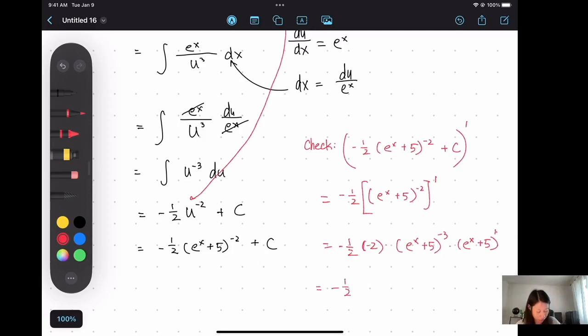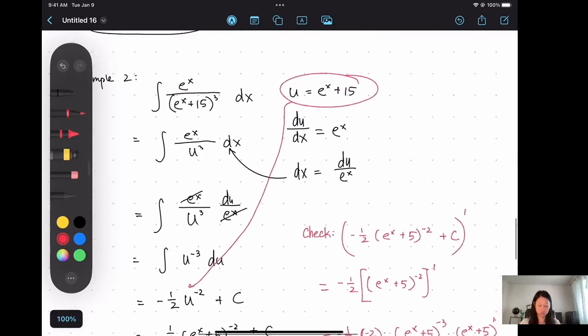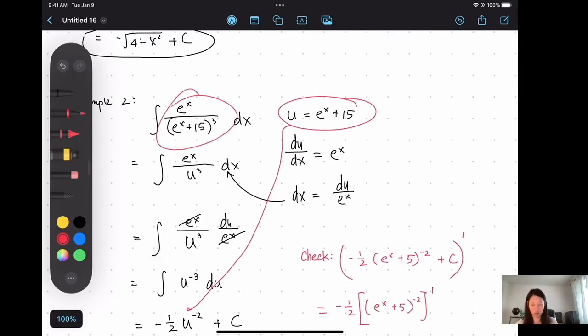So I have negative 2 and 2, they cancel. And then on this side, I have (e to the x plus 5) to the negative 3 power, which is 1 over the cube, times the derivative of the inside of the parentheses, which is e to the x. So your answer is e to the x plus 5 to the third, which is the original function.